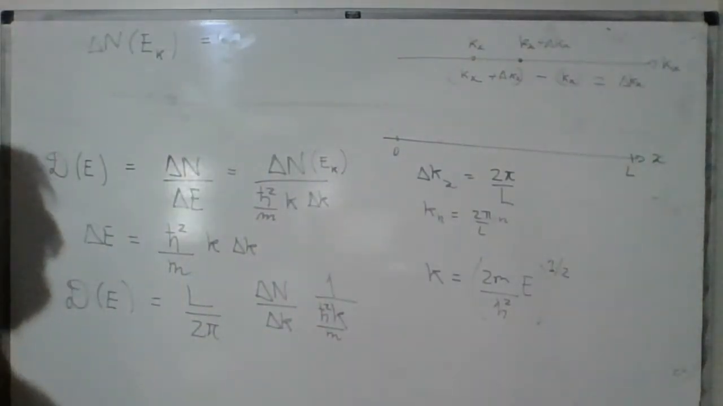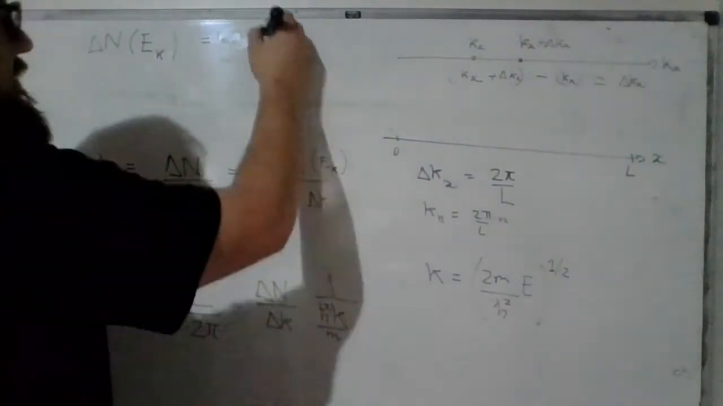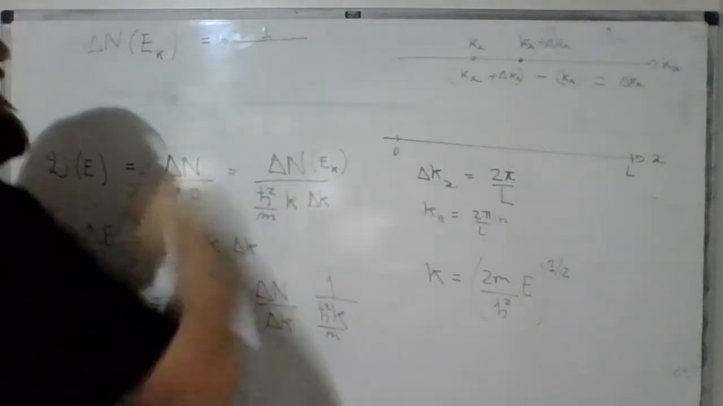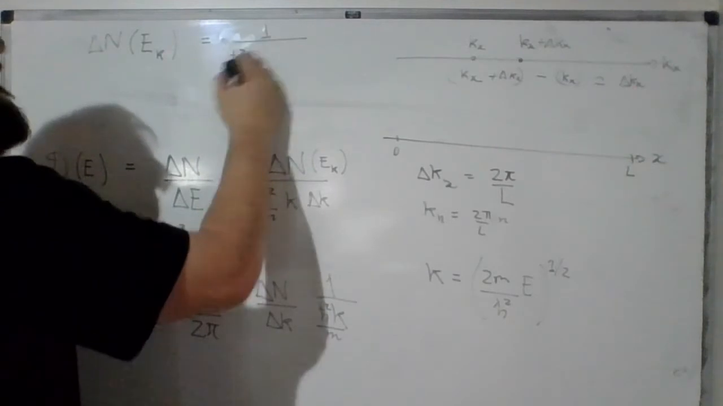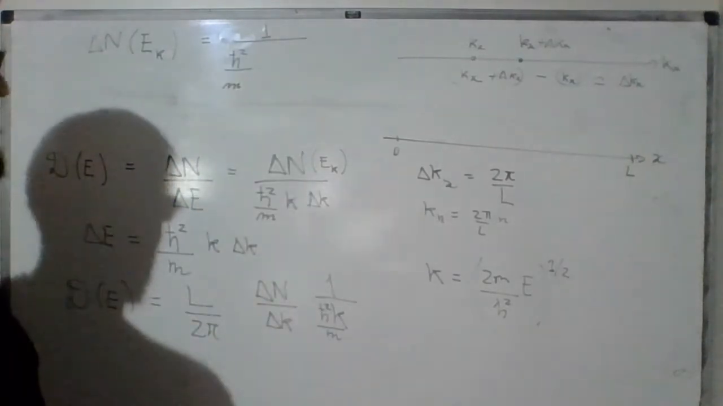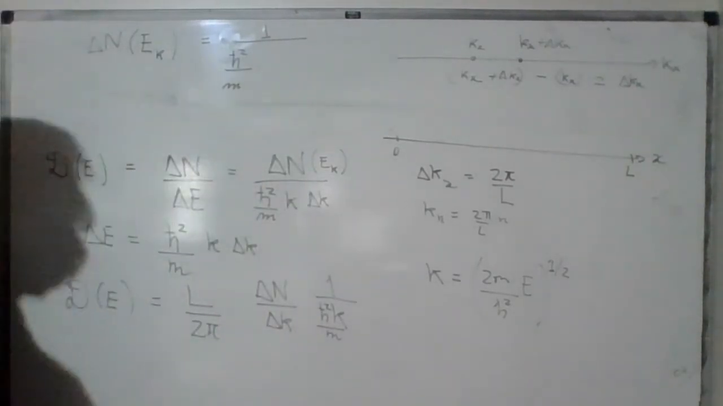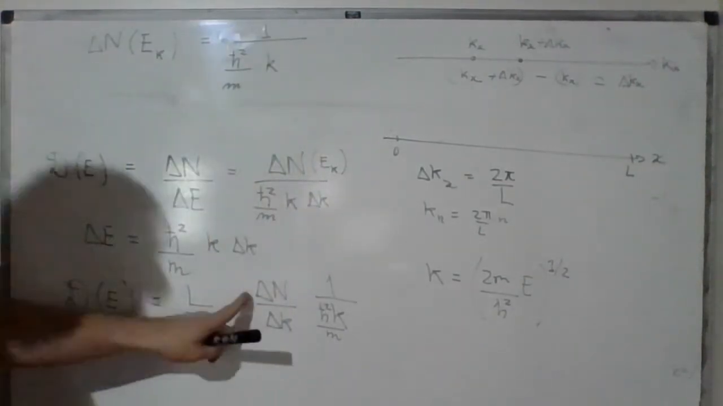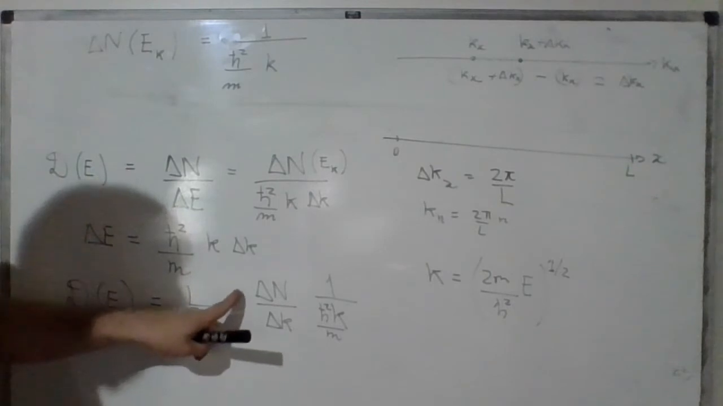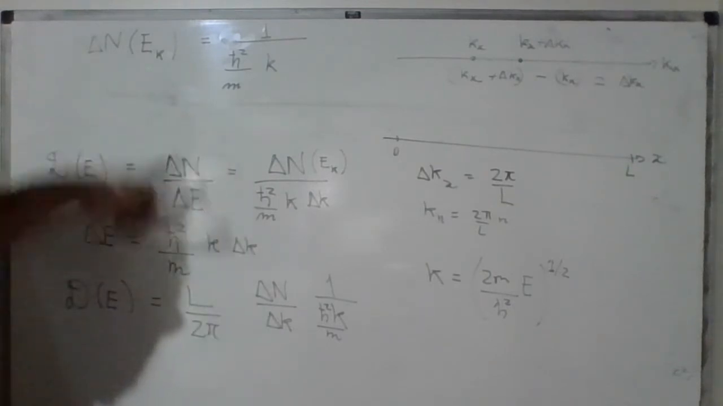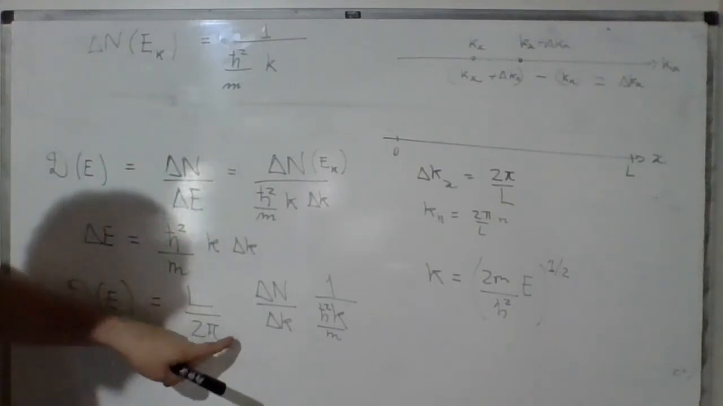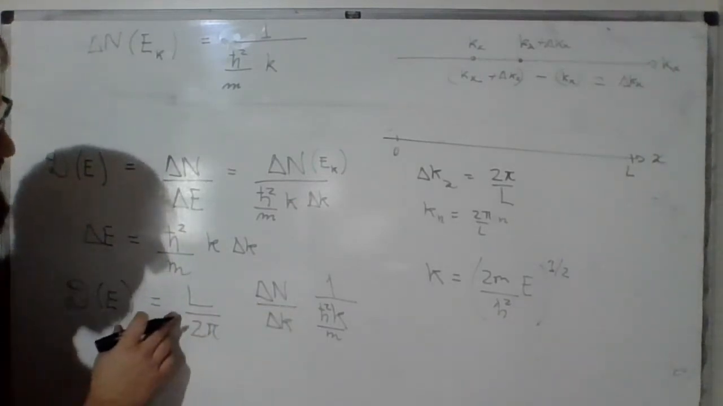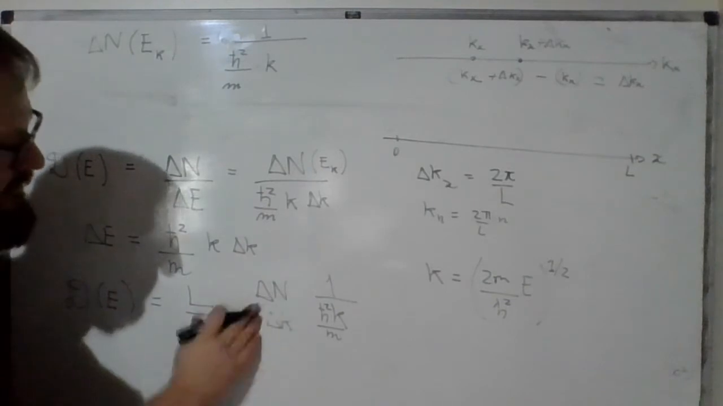And therefore, what we have here is one state divided by h bar squared over m times k, and notice that, well, this delta k we already have written as L over 2 pi here.